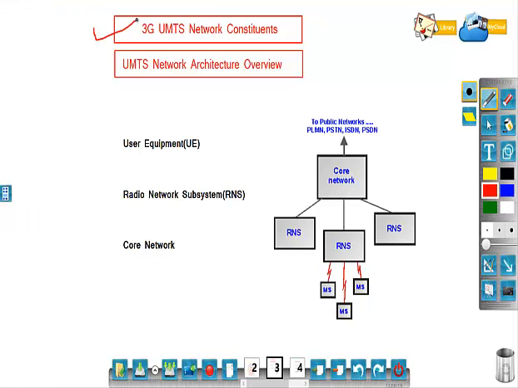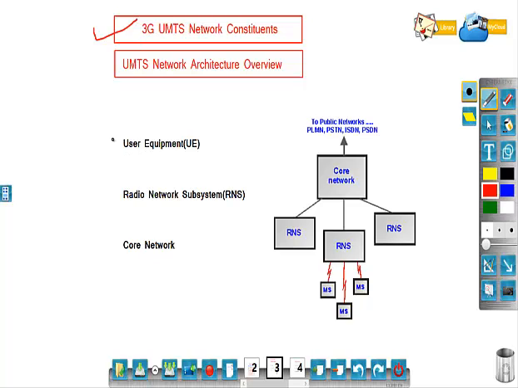So what is it all about? The UMTS network architecture can be divided into three main elements of the entire network. So what are these three elements? First one is user equipment, that is UE. Second one is radio network subsystem, that is RNS. And third one, which is the most important part of your network, is the core network. So we'll start with the user equipment.